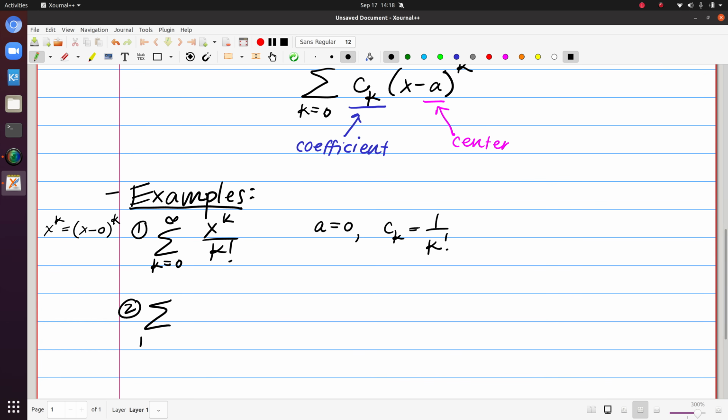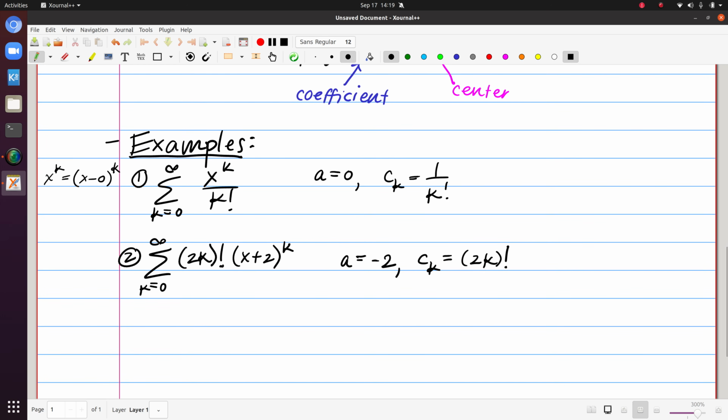Another power series, the sum from k equals 0 to infinity of the factorial of 2k times x plus 2 to the k. Notice here that because I have an x plus 2, in order to fit that into the x minus a framework, that means a is minus 2. And again, the coefficient should be what we're multiplying by this x minus a to the k factor. And in this case, that's the factorial of 2k.